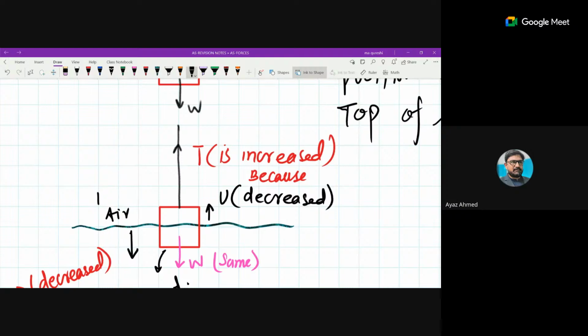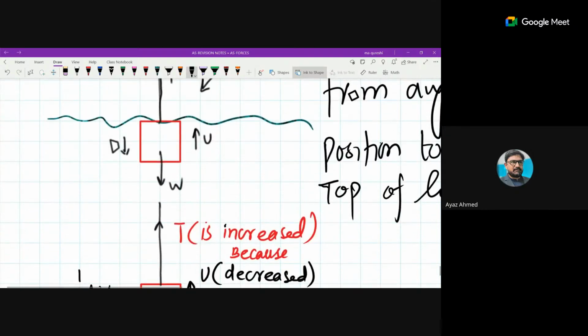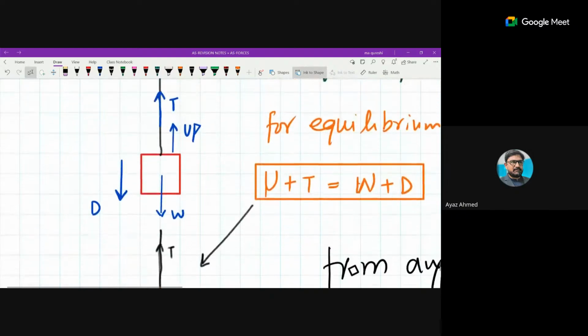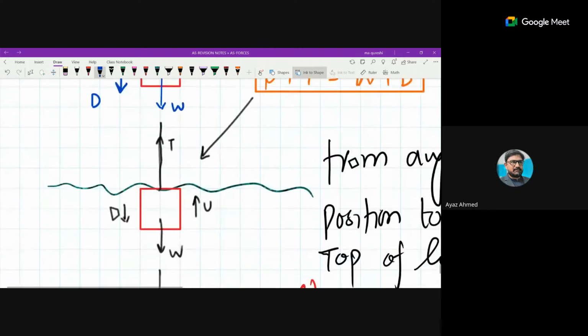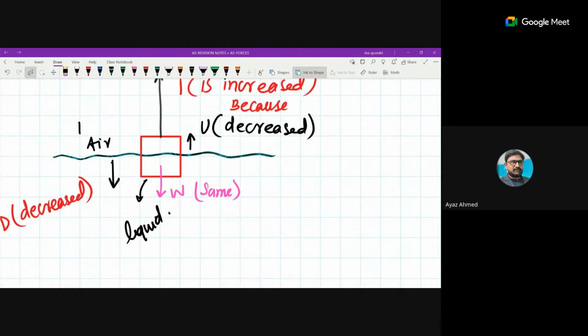Tension is increased because the force which was pulling it upward has been reduced. So that force is reduced now. Here I can just show it in terms of vectors. Let's say this was the upthrust. It is the same here, and here it has been reduced.